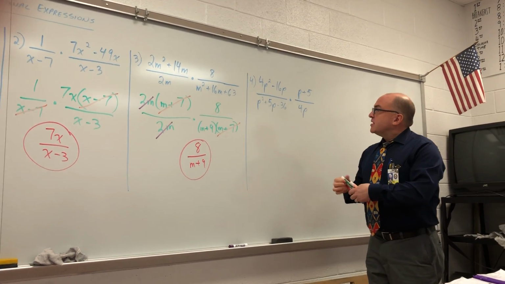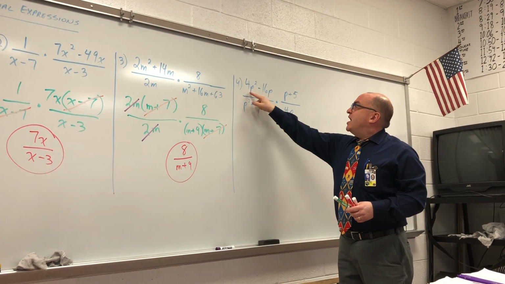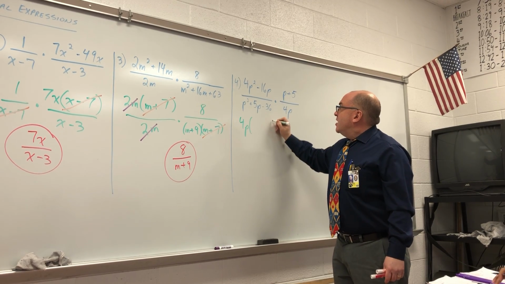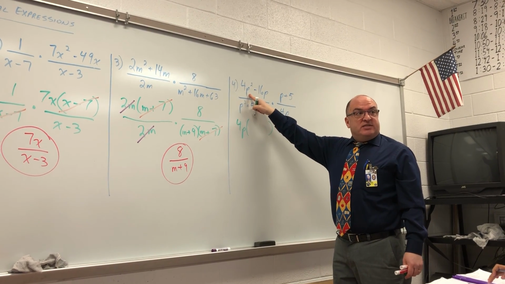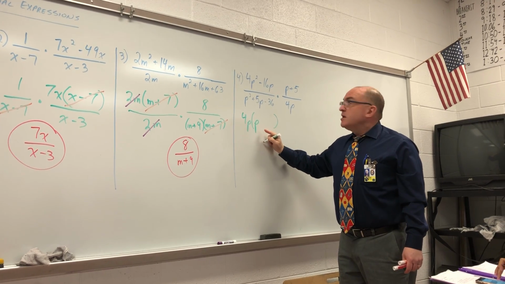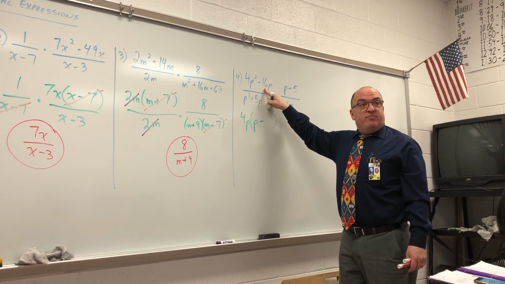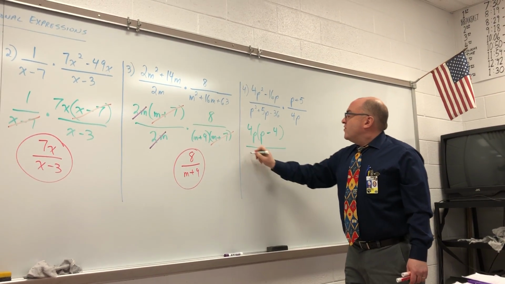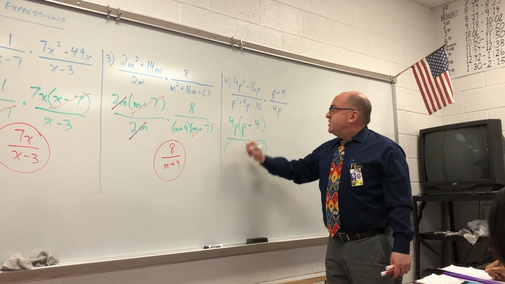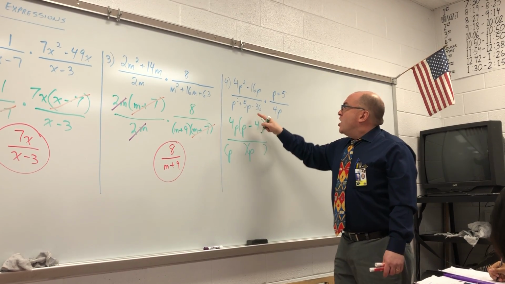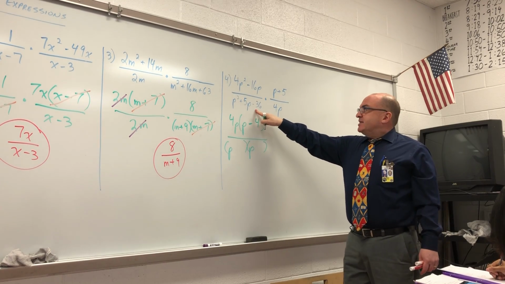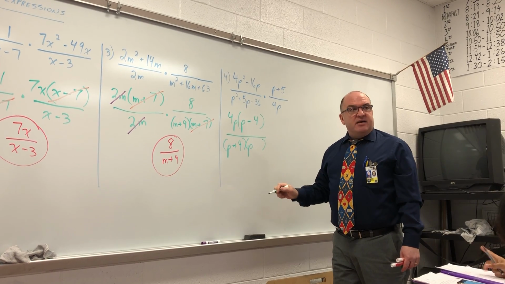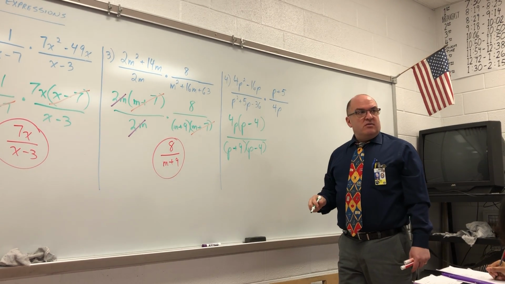One more. See? What's common to these two guys? 4 and how many p's? 1 p. Took out a 4 and a p. What's left here? 1 p, right? Minus, I took out a 4 and a p. What's left here? Just the 4. Very good. Over. What times what makes p squared? P times p. What times what makes negative 36 that added together makes positive 5? Plus 9 minus 4. Okay.